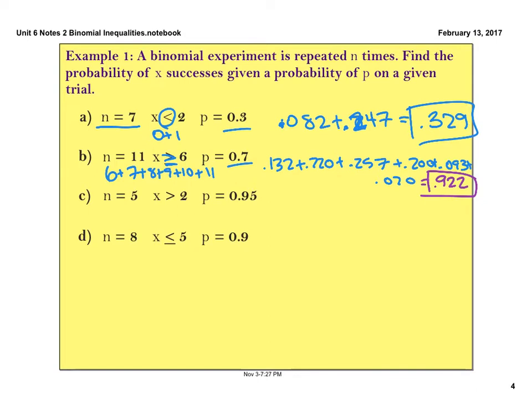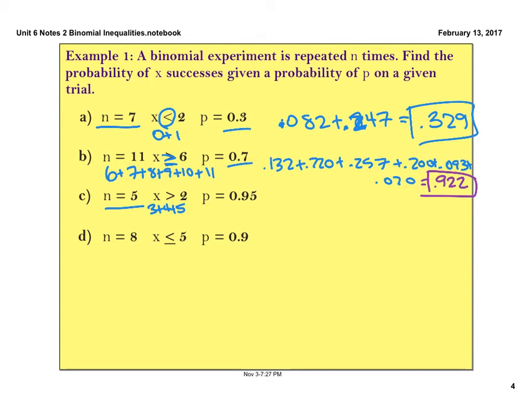N equals 5. So n equaling 5 means I go to the 5 box, which is the middle of the first page. I want X to be greater than 2. That means 2 is not included. So I'm looking at 3 plus 4 plus 5. And then 0.95 is the column I'm at. So in the 5 box, middle of the first page, I go over to the 0.95 column, second to last column, and I'm looking at 3 plus 4 plus 5.